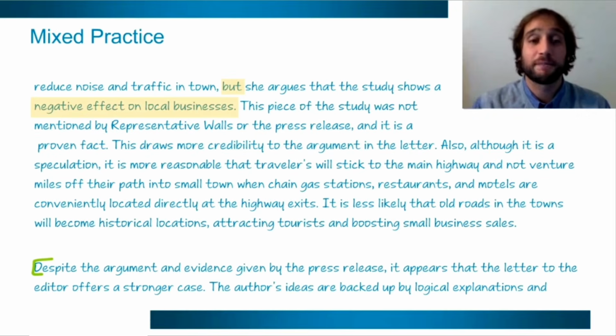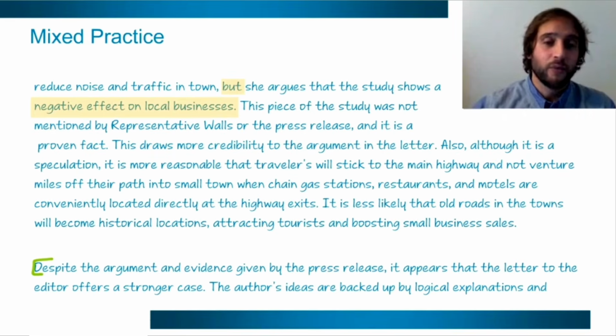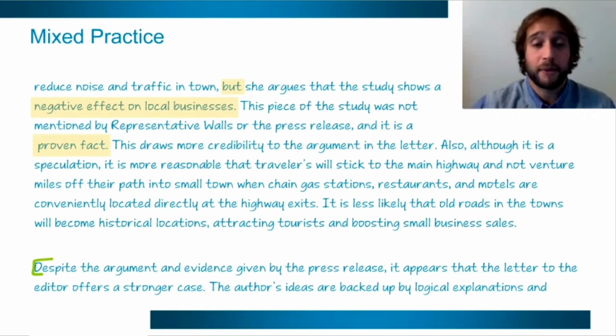But now we have to explain it. We have to explain how the full findings of this study support the author of passage 2. Well, we do get that it's a proven fact. Maybe we could say that the study appears to be credible since multiple people have access to it and have seen it. We get credibility here, right?